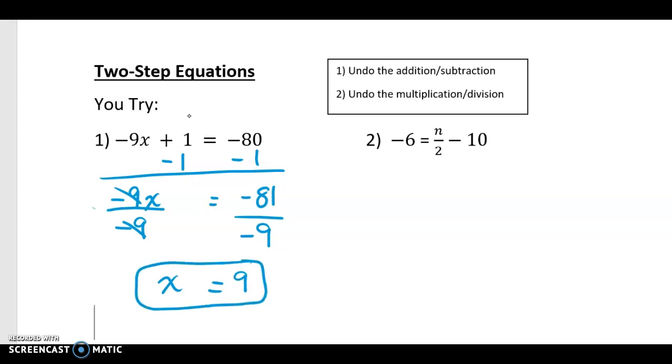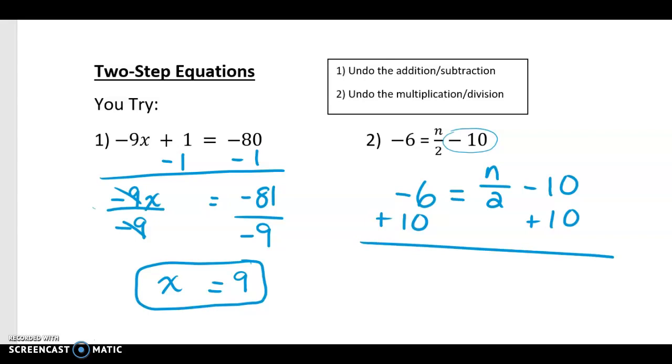Okay, for this next one, same thing. I want to do the addition or subtraction first. I want to handle the constant first, and it's okay if the variable's on the right side. I know you're used to seeing it on the left, but you just need to get used to it. I'm going to rewrite this. -6 equals n divided by 2 minus 10. So we're going to add 10 to both sides.